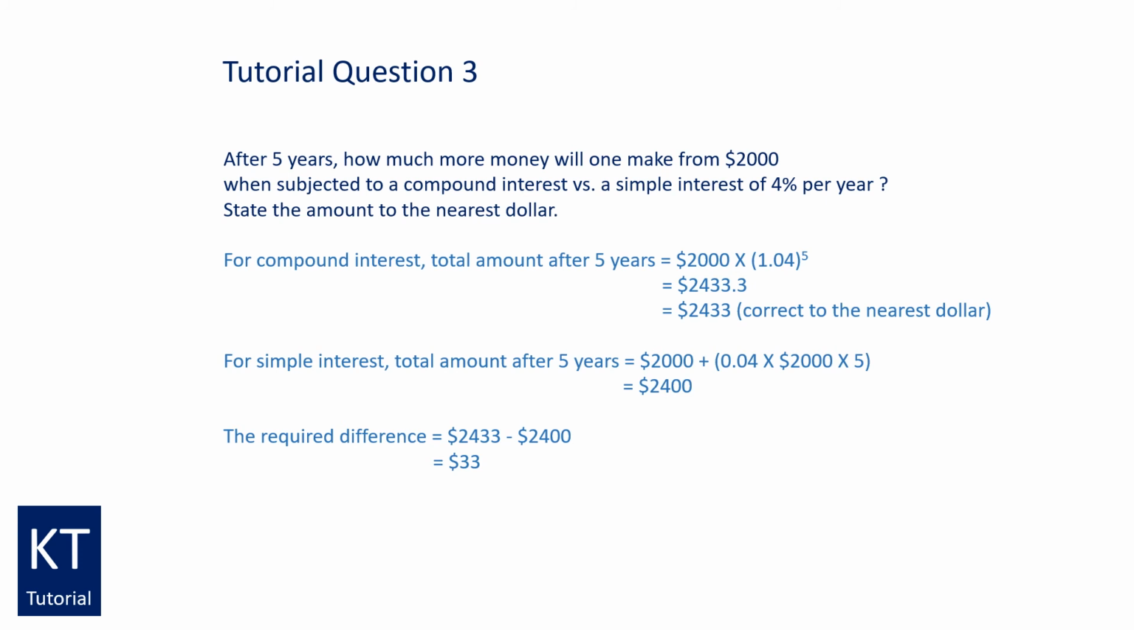For simple interest, total amount after 5 years is its principal at $2,000 plus its interest at 0.04 times 2,000 times 5, which comes to 2,400. The required difference is therefore the difference of the two numbers being calculated, and this comes to $33.